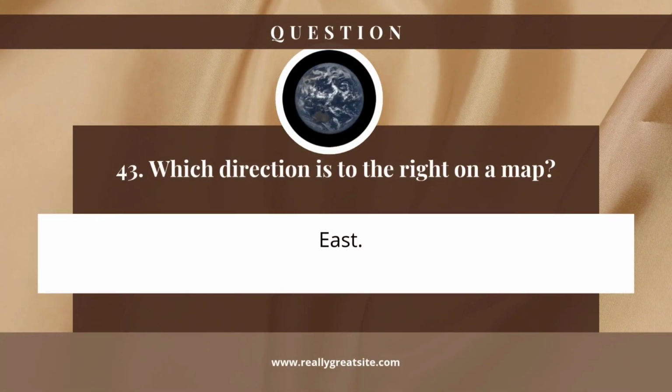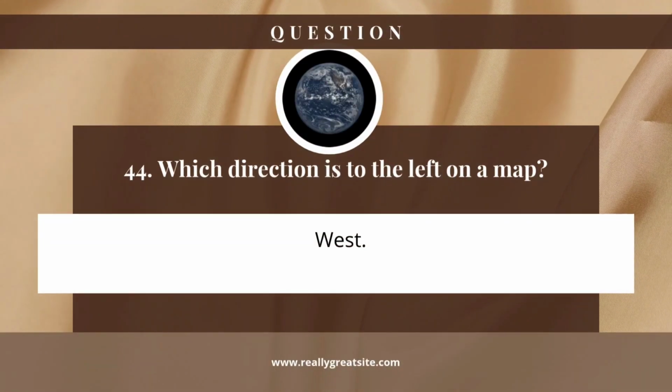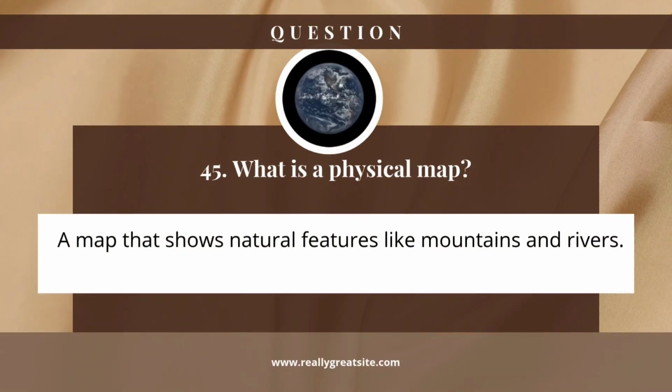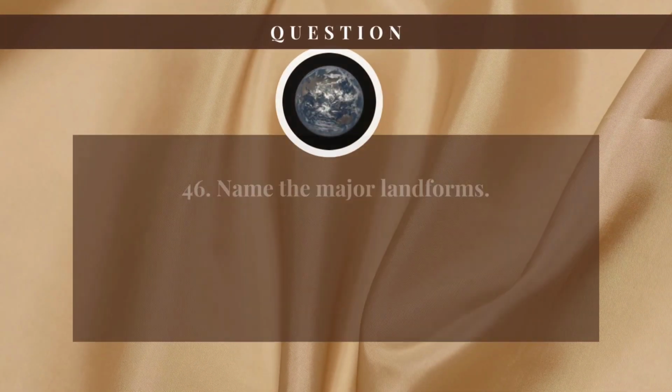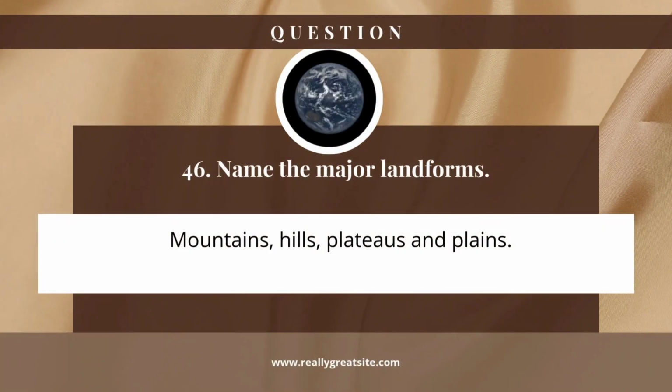43. Which direction is to the right on a map? Answer: east. 44. Which direction is to the left on a map? Answer: west. 45. What is a physical map? Answer: a map that shows natural features like mountains and rivers. 46. Name the major landforms. Answer: mountains, hills, plateaus and plains.